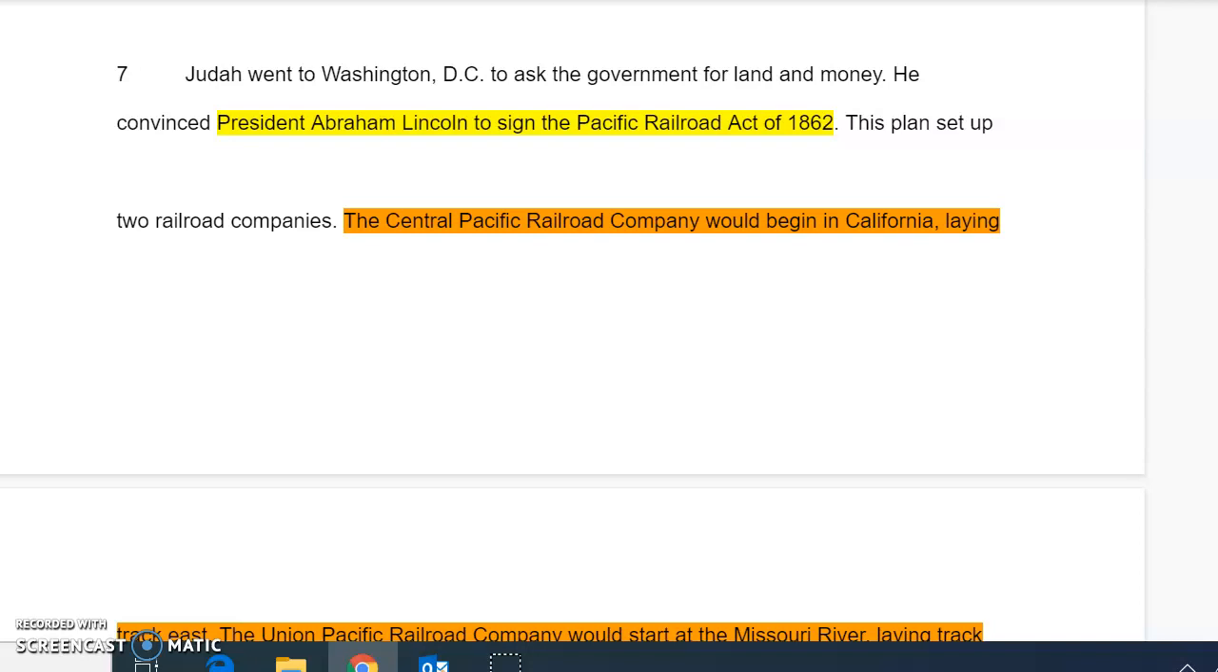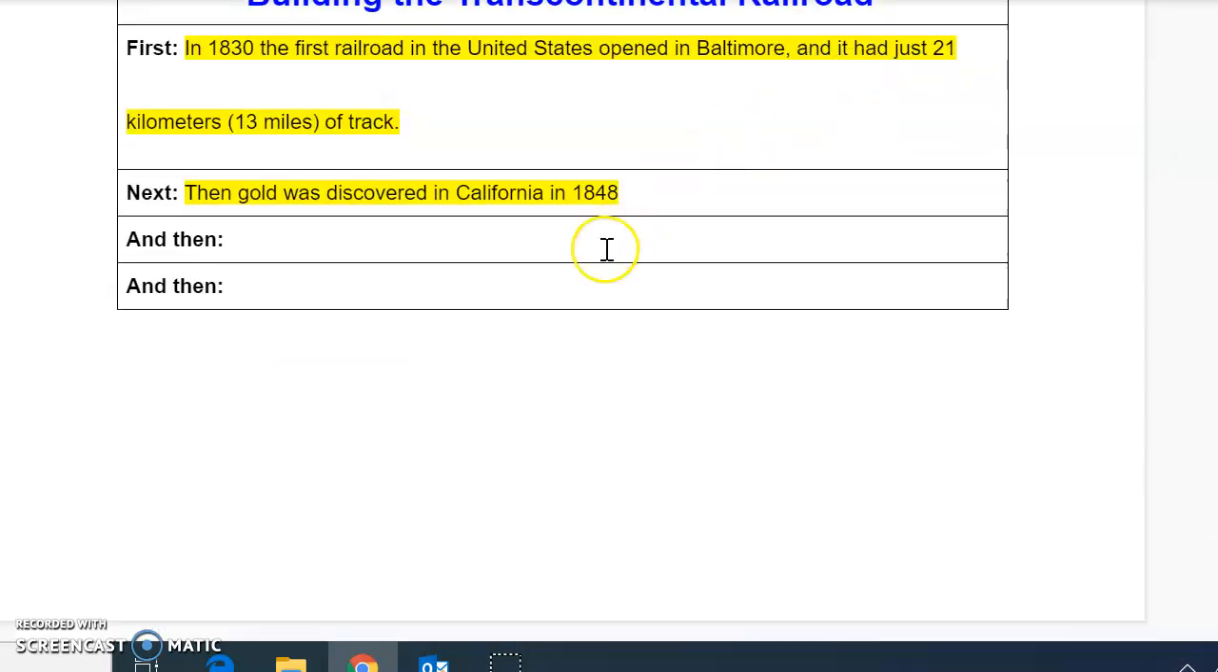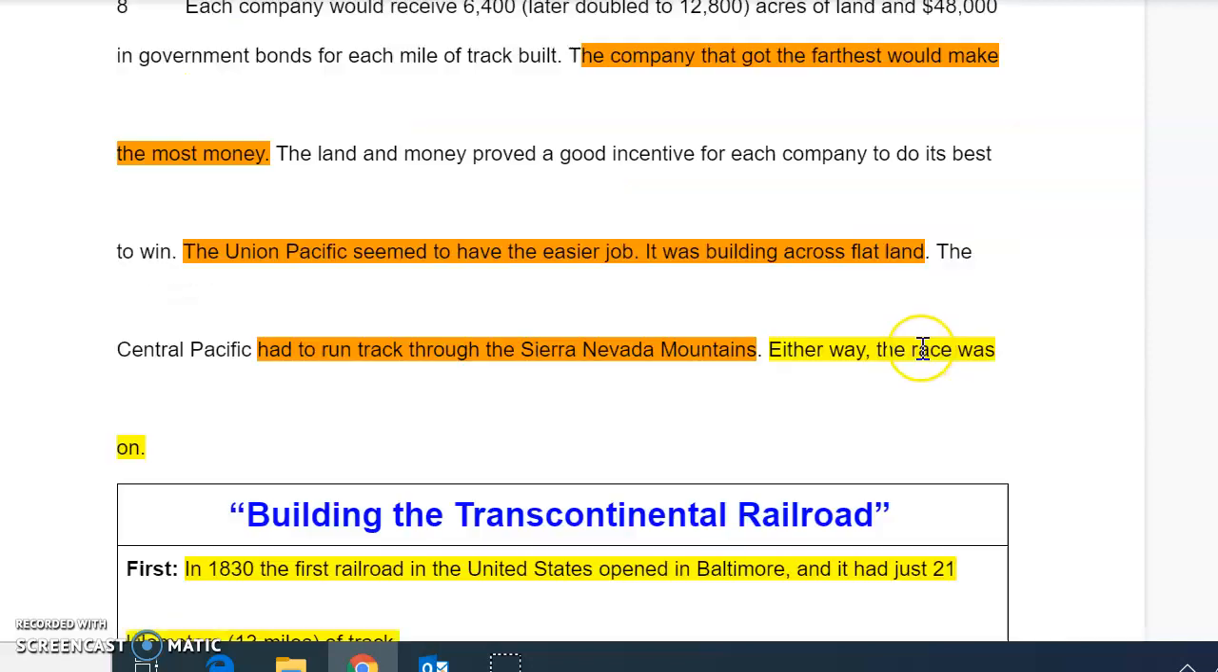Guys, that's huge. Without President Lincoln's signature on the Pacific Railroad Act of 1862, Judah would not have been able to get the money, the team, the engineers, the workers, all of the stuff he needed. So this becomes another key detail because the rest of our story, the westward expansion, couldn't have been possible had he not signed that act.